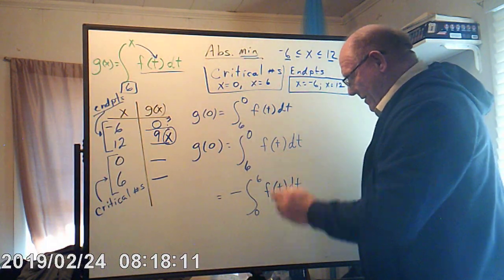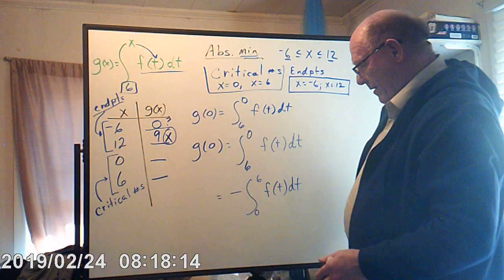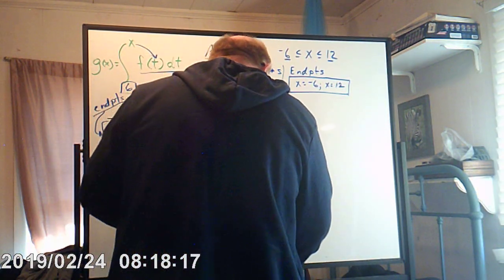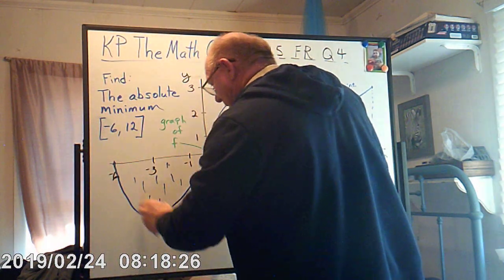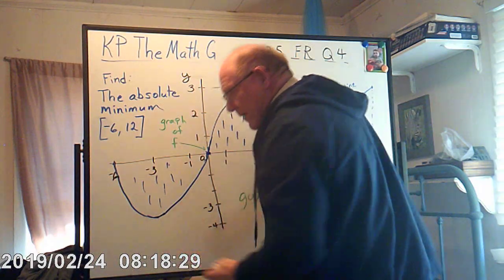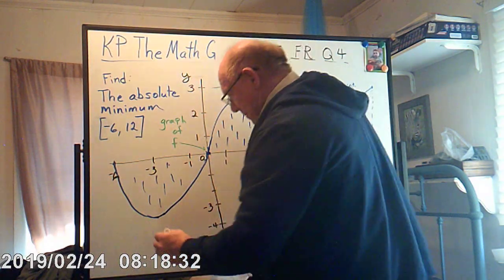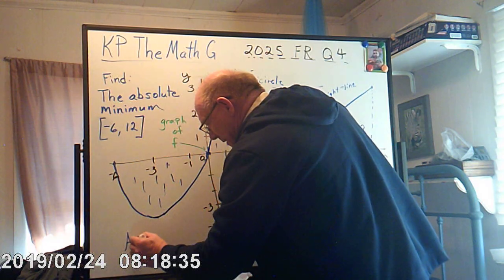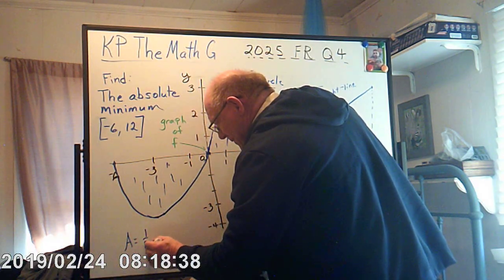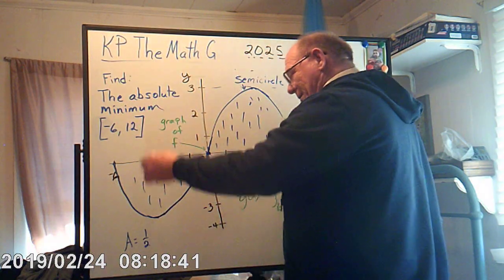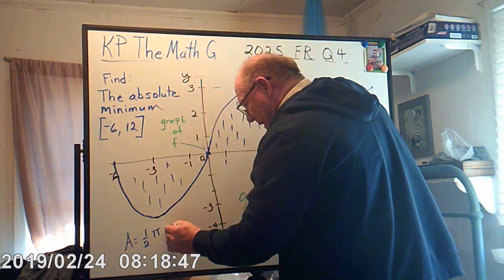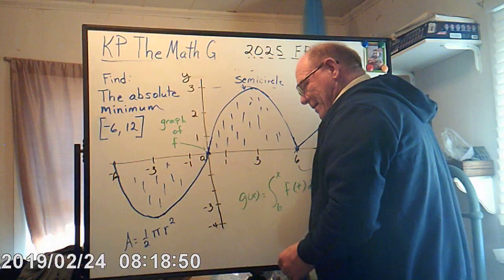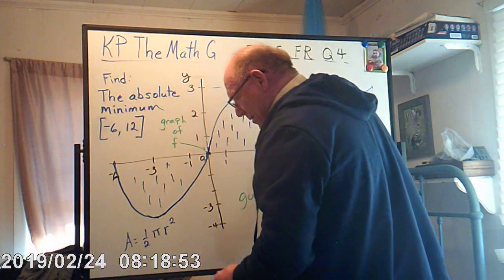So we're going to go from 0 to 6. Alright, so here we go. Whatever answer we get, we're going to take the negative of that. From 0 to 6 is this region down here. It's a semicircle. You need to know the area of a semicircle, don't you? Well, the area is equal to 1/2, because it's a semicircle. It's not a full circle. The area of a circle is pi r squared, so a semicircle is 1/2 pi r squared.